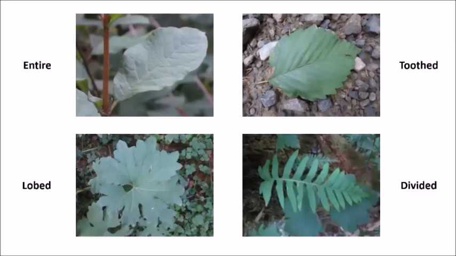Another thing to capture is the shape of the leaf. There's a lot of different names for different shapes, but here are some basic ones. You've got entire, which means that the edge of the leaf is just a single line. There's no teeth to it. It's the opposite of toothed.